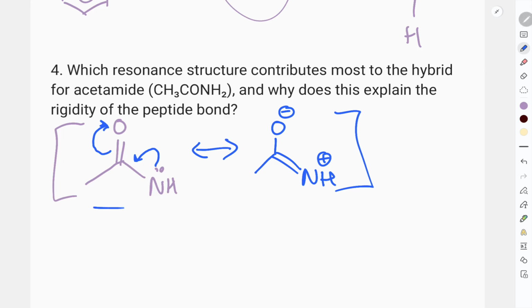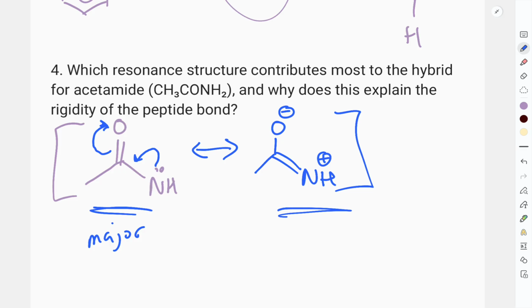Is it the neutral form or the form with partially negative and positive charge? So this would be the major one, and it is because nitrogen is less electronegative than oxygen. So for it to hold a positive ion, it's less favorable than its neutral form. And they also ask us to explain the rigidity of the peptide bond.